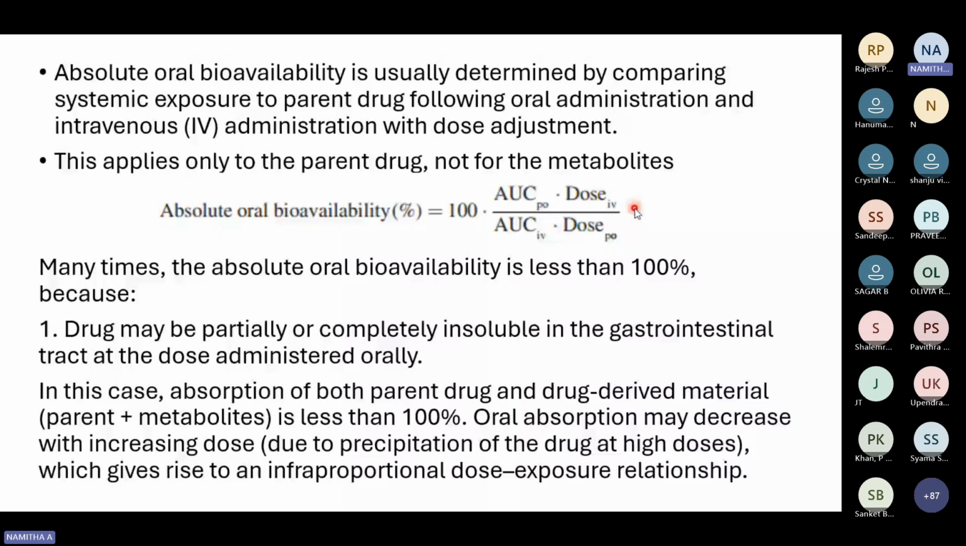Many a time, this absolute oral bioavailability is lesser than 100%. This is because the drug may be partially or completely insoluble in the gastrointestinal tract when administered orally. In this case, absorption of both parent drug and drug-derived materials, that is the metabolites, is less than 100%. Oral absorption may decrease with increasing dose due to the precipitation of the drug at high dose levels. This gives rise to infra-proportional dose exposure. That means the drug is not absorbed properly, so the dose and exposure relationship is infra-proportional.